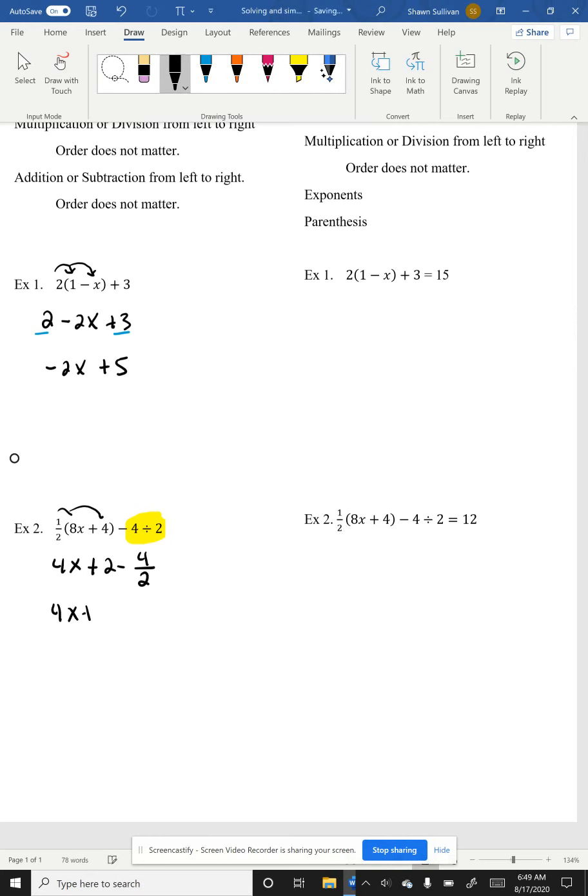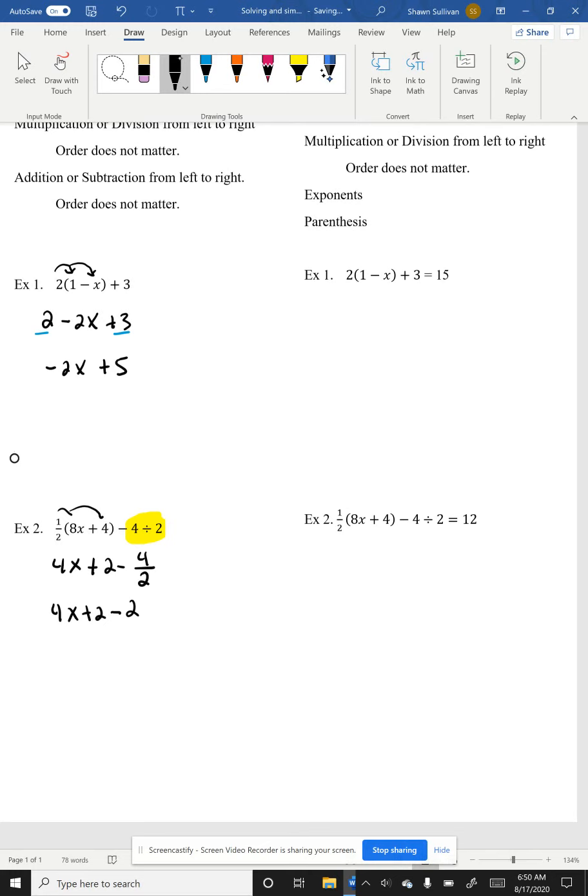So the 4x plus 2, order of operations, right? Addition or subtraction. We're doing multiplication or division next. So we have 4 divided by 2. 4 divided by 2 is 2. Our minus sign doesn't change. And so we've done all the multiplication. We've done all the division. Now we're looking at addition or subtraction.